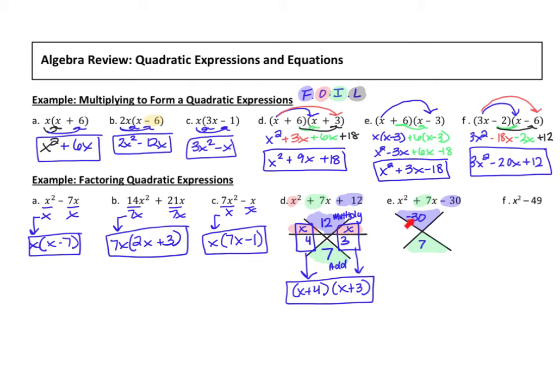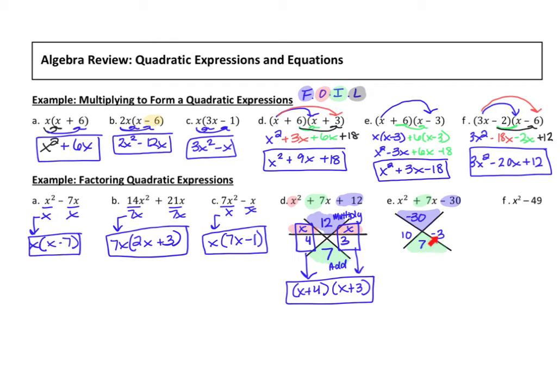So when you have a negative and a positive, like we have here, when these numbers add to a positive number, that means that your larger number will be positive. If this were a negative 7, then the negative would go to the larger number. So think of two numbers that multiply to negative 30 but add to positive 7. These two numbers would be 10 and negative 3. So positive 10 and negative 3 will give me a positive 7. And like I said earlier, if this were a negative 7, then you would just make the 10 negative and this one positive.